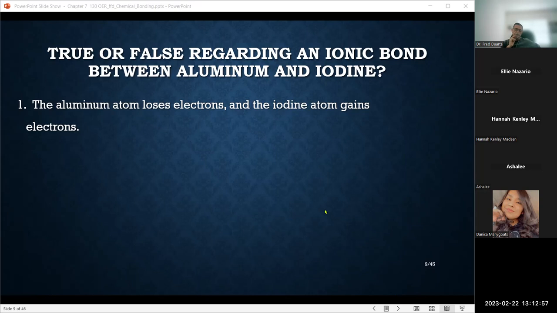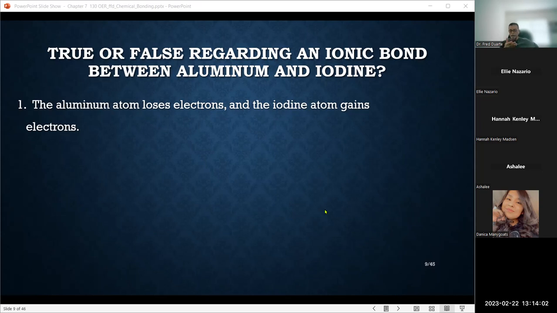Okay, so what do you think here? The aluminum atom loses electrons. Is that a true statement? No? Anybody there? Is that false? Okay. Aluminum atoms lose electrons. Is aluminum a metal or non-metal? Metal. Okay. And what happens to all metals? They gain, right? No. All metals lose electrons. Okay. And if metals lose electrons, what must be true for non-metals? They gain. Exactly.